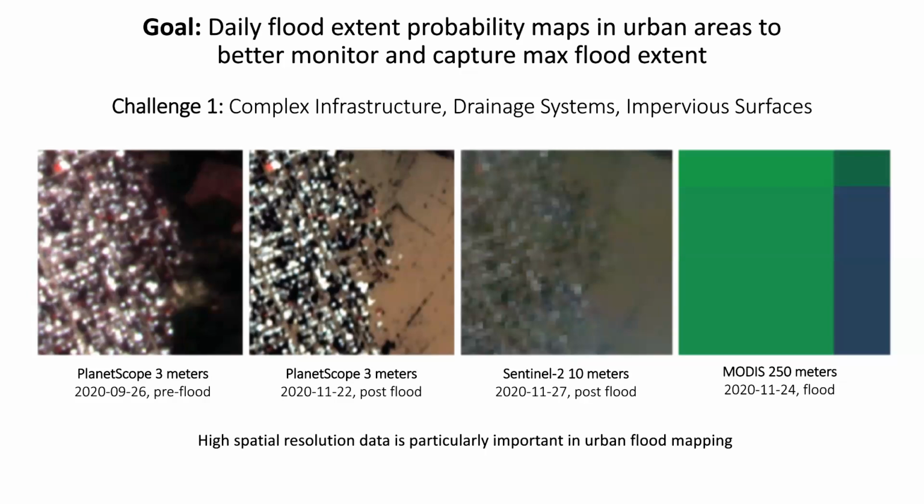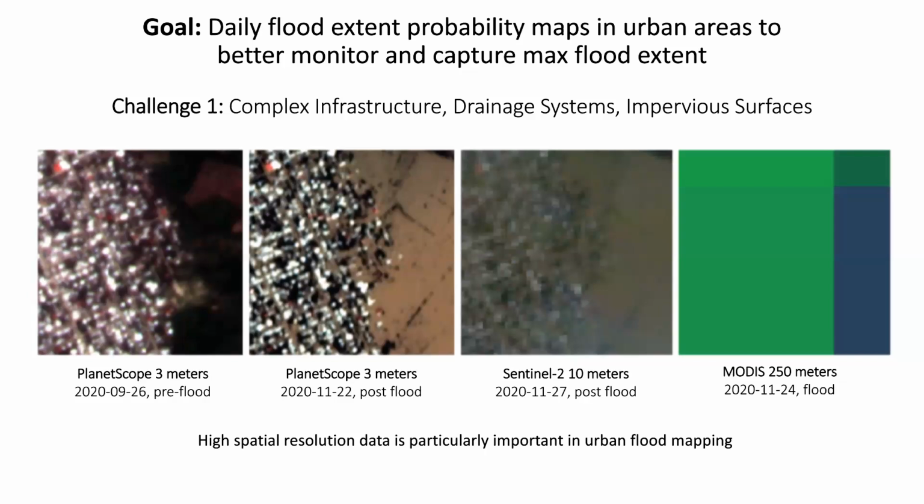First, it's very complex. There's a different drainage system and there are impervious surfaces. Because we're trying to use remote sensing imagery to map the floods, this requires very high spatial resolution imagery. We can see from this graph that on the very left is the image from PlanetScope, which is a 3-meter commercial sensor, and we can see some traces of streets and buildings.